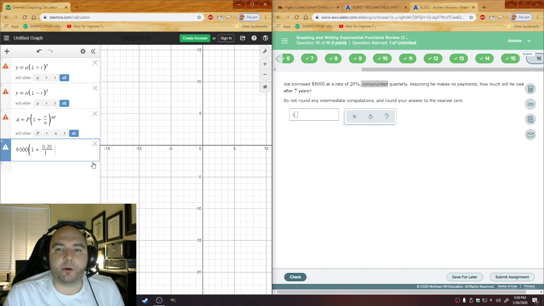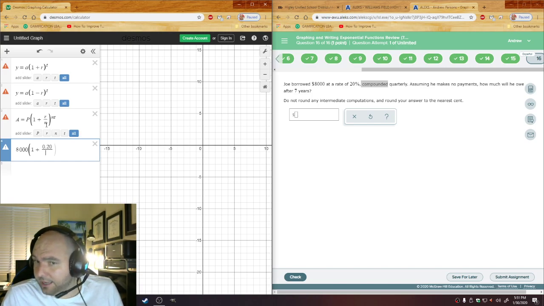All right, now here's the deal. I put plus 0.20, and we've done problems like that, but I have not yet put this fraction thing. Why am I putting a fraction thing? Well, you have to put it over n. What's n, you say? Well, n is how many times per year something compounds.